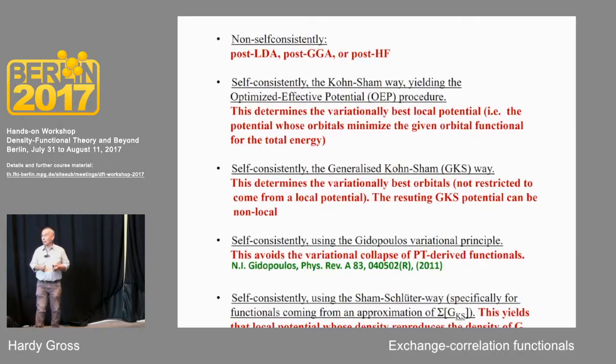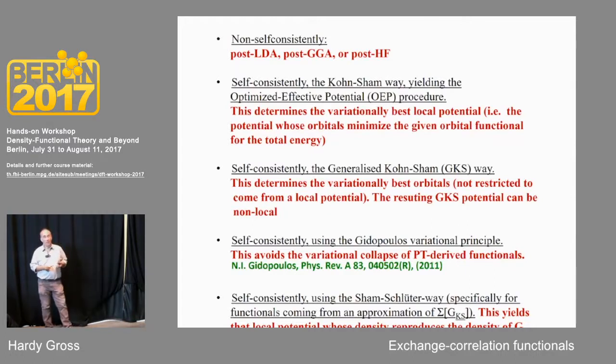Here, you do a restricted minimization. You restrict the orbitals to come from a local potential. Right? That's a restriction. And then within this set of possible local potentials, you minimize. Here you don't do this restriction, you just freely minimize. Right? So you get a slightly lower energy in this way.